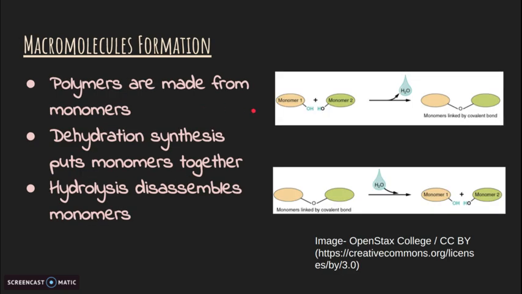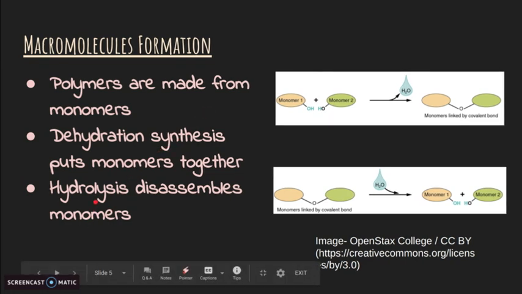So macromolecules form mainly by dehydration synthesis. They are all made of monomers, so each of the monomers will go through dehydration synthesis and they'll come together to form what is called a polymer. Hydrolysis is the opposite of dehydration synthesis, which means that the macromolecules will be taken apart back into monomers.